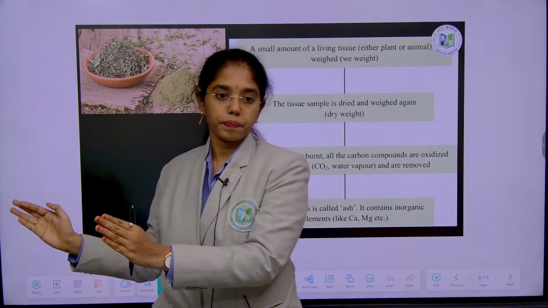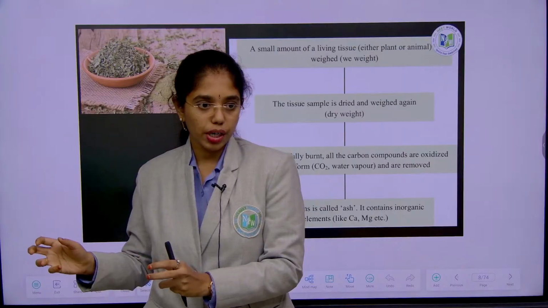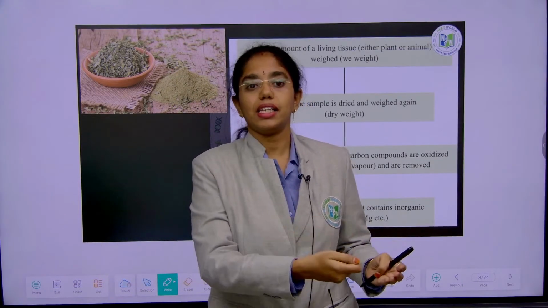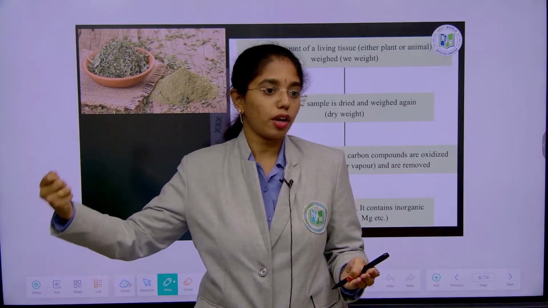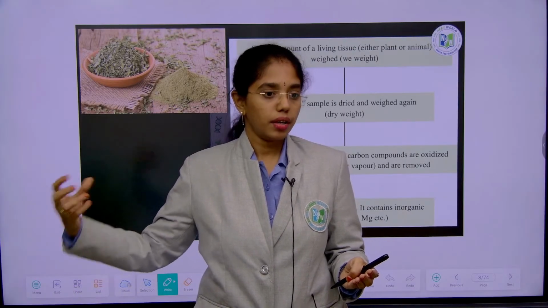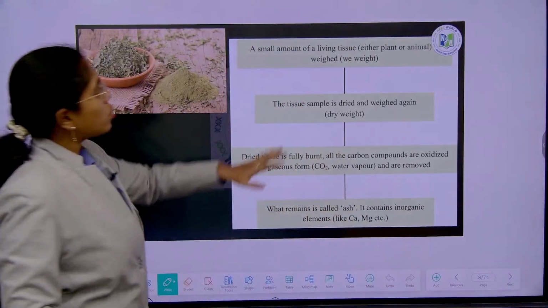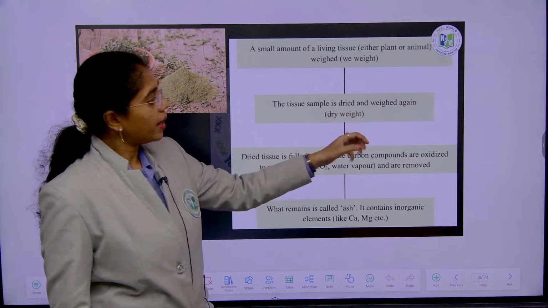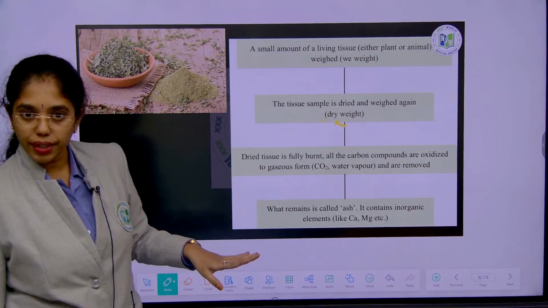Dry weight. From that dry weight, if you are burning the tissues, what will you get? Ash. And that ash is analyzed, like how we are performing chemical analysis from a fresh weight of living tissue. Ash analysis is performed from a burnt living tissue. Okay, and so a small amount of living tissue is weighed, the tissue is dried, that is known as what? Dry weight, and the dried tissue is fully burnt.